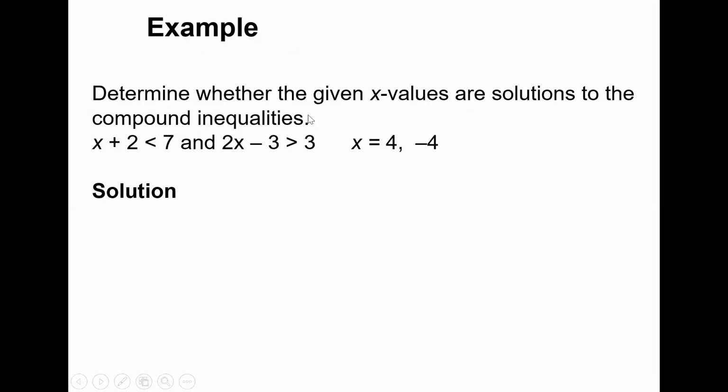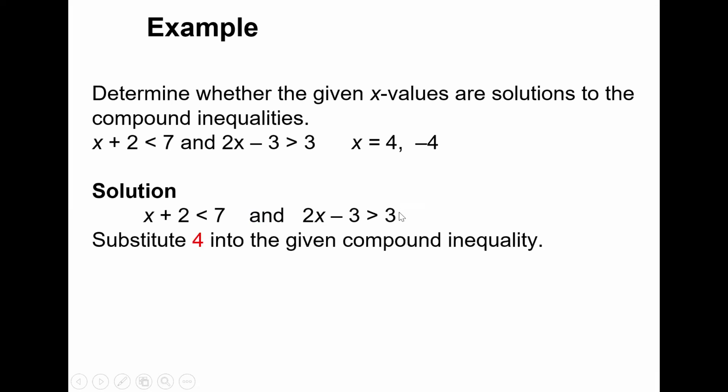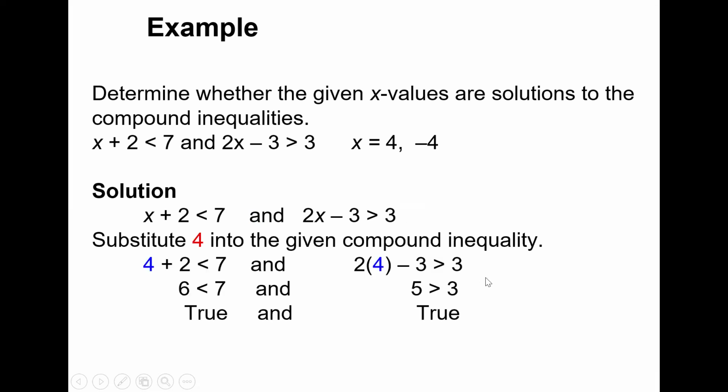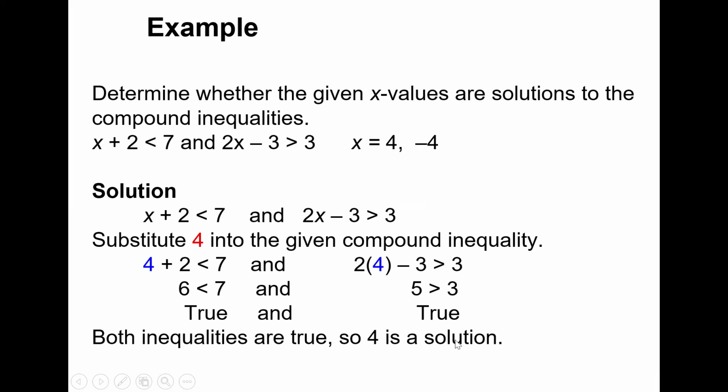Now we're supposed to determine whether the given x values are solutions to the compound inequalities. So x equals 4 and x equals negative 4. What we do is plug them in and see what we get. Plugging in 4, we get 4 plus 2 is 6. That's less than 7. That's true. 2 times 4 is 8 minus 3 is 5. That's greater than 3. So that's true. Going through, they're both true, so that works. So this is the solution.